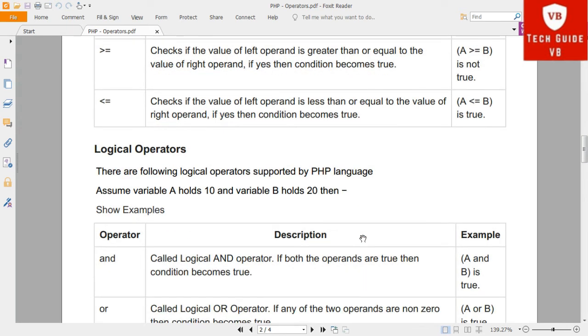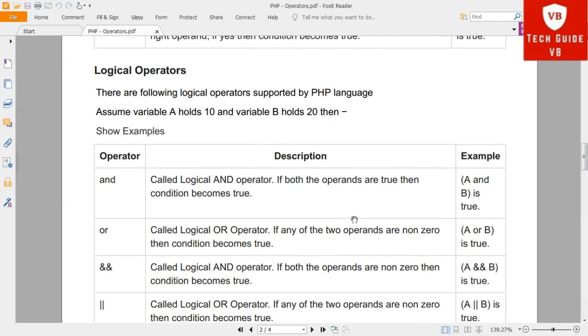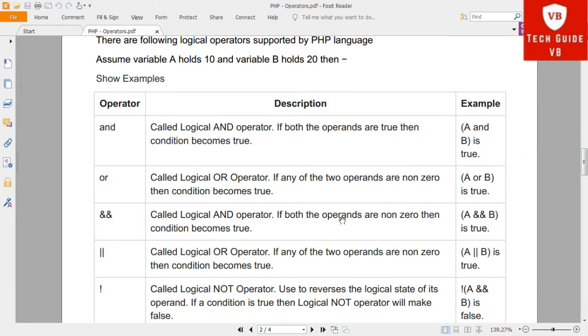Next operator is the logical operator. There are the following logical operators supported by the PHP language. Assume variable A is equal to 10 and B is equal to 20. Then the operator AND, called the logical AND operator. If both the operands are true, then the condition becomes true. Example, A and B is true. Or, which is called the logical OR operator. If any of the two operands is non-zero, then the condition becomes true. Example, A or B is true.